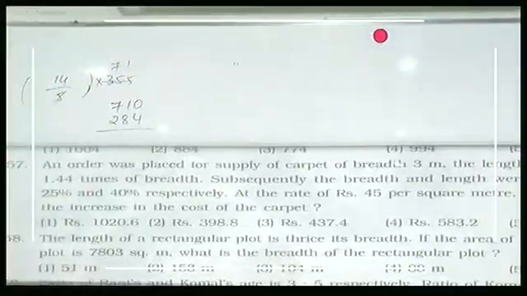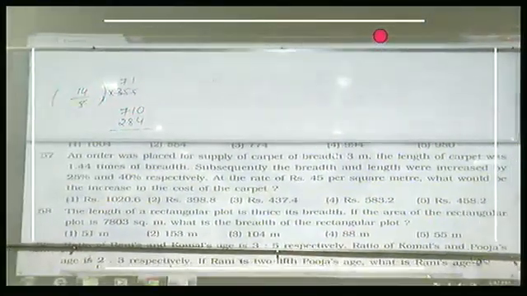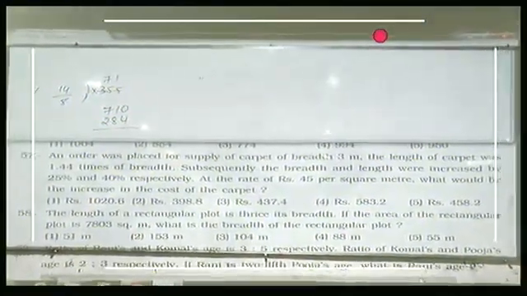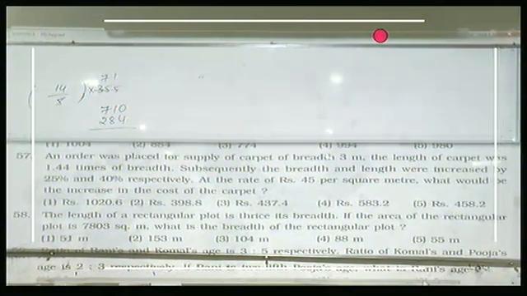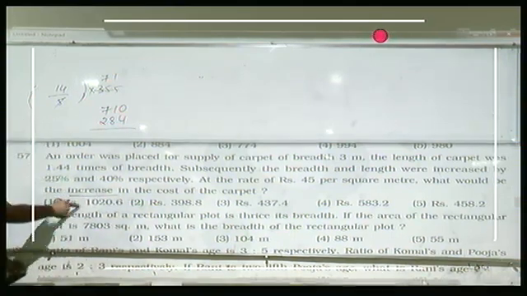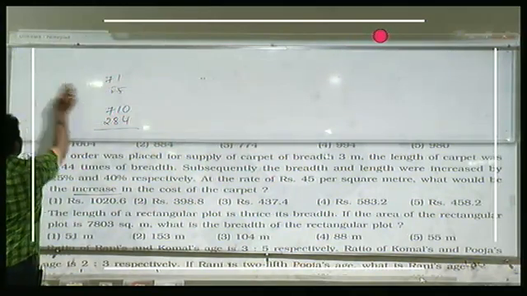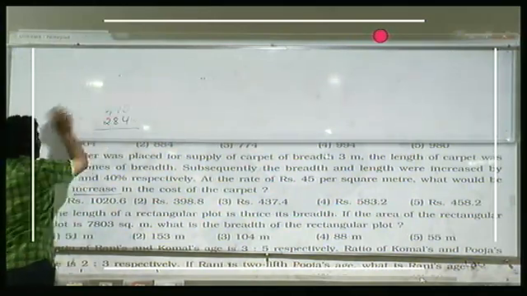Next, an order was placed for supplying a carpet of breadth 3 meters, and the length of the carpet was 1.44 times the breadth. Subsequently, the breadth and length were increased by 25% and 40% respectively. So, at the rate of 45 rupees per square meter, what would be the increase in the cost? You need to calculate the increase in area, then you will get your answer.